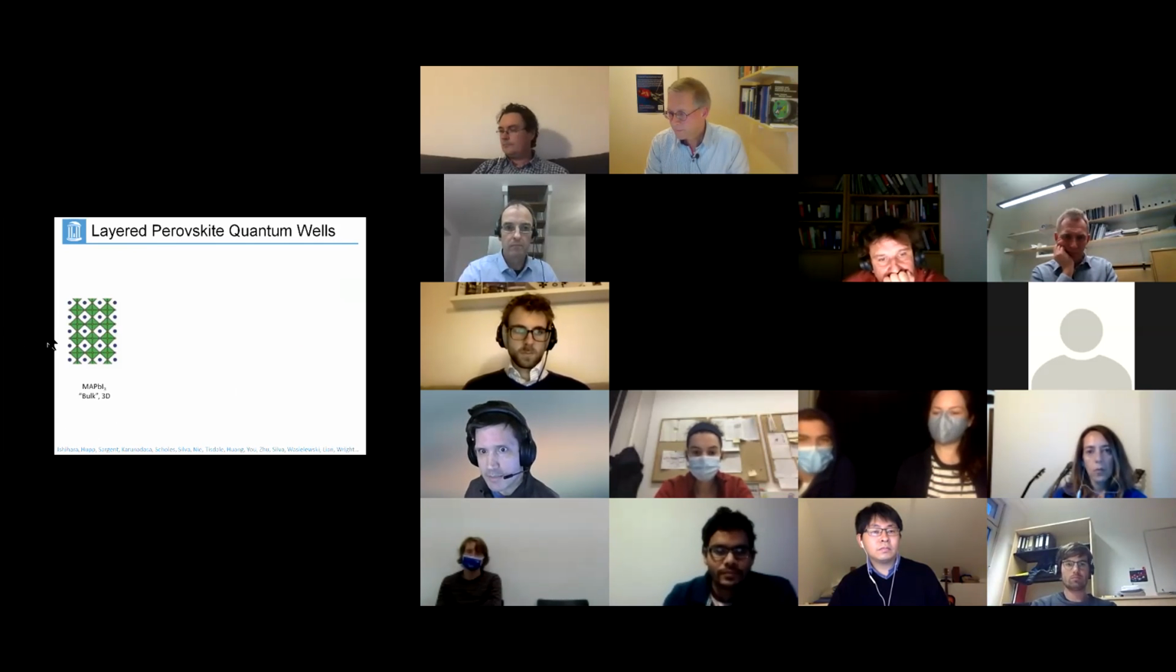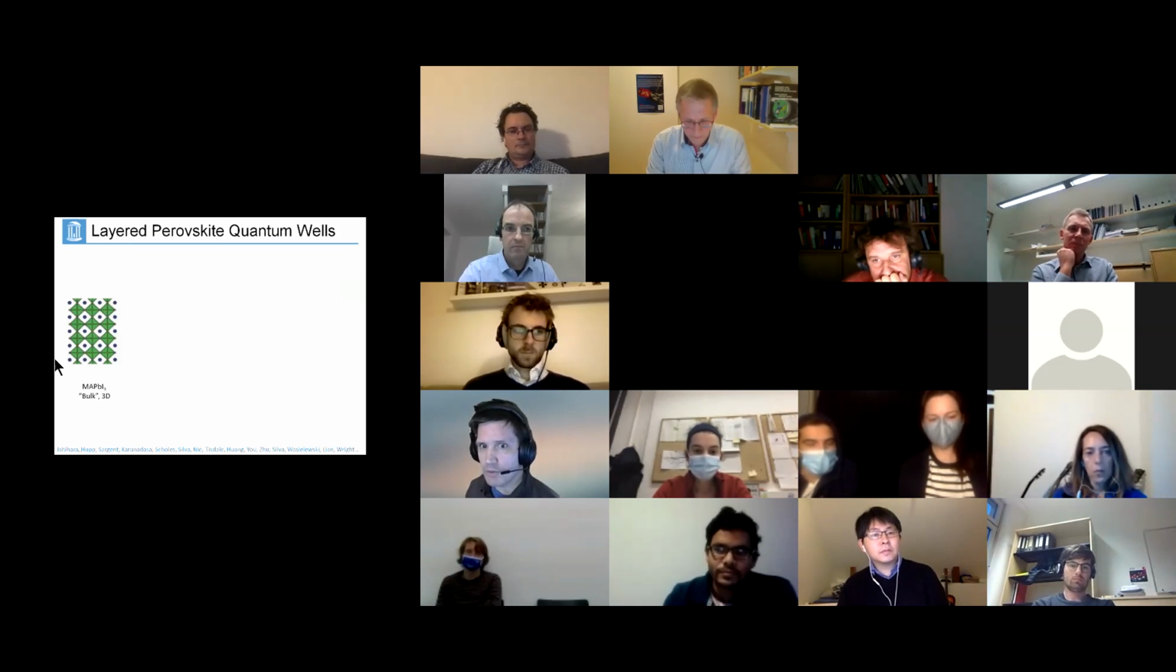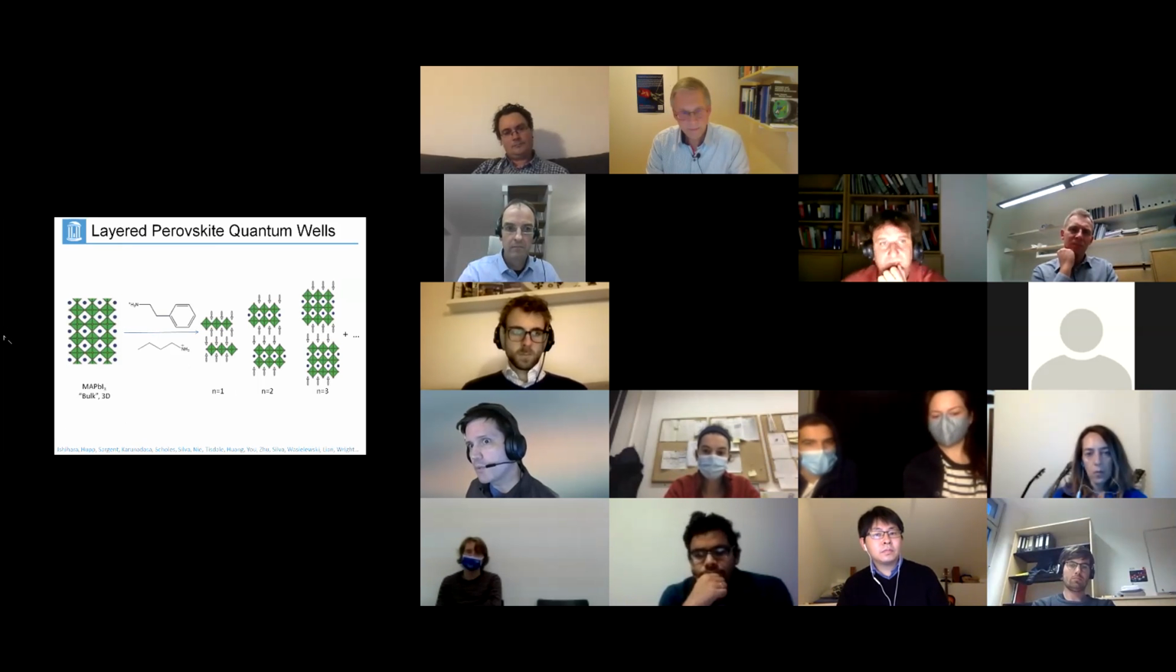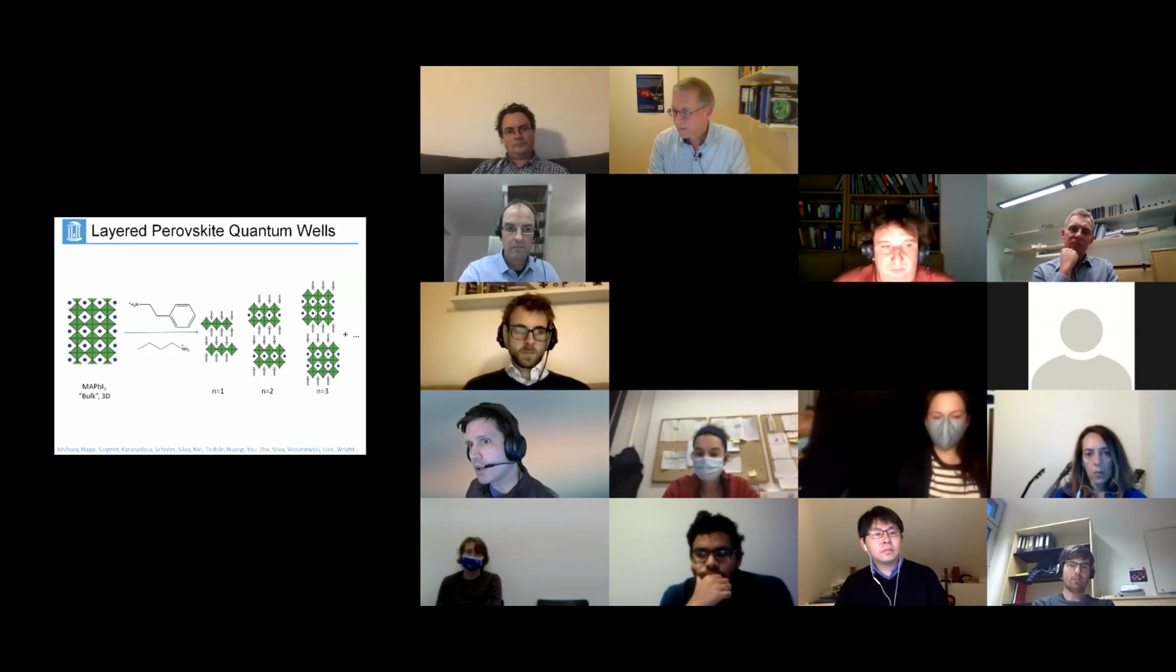This slide describes the structure. This is the bulk perovskite. Each of these green squares, that's a top-down view of lead iodide octahedra. In the layered perovskites, these organic molecules, phenylethylammonium and butylammonium, for our applications, still fill the spaces between the quantum wells. The thickness of that organic layer is approximately 1 nanometer.